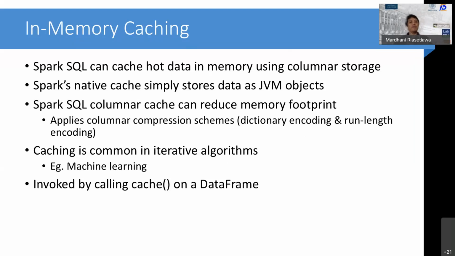They will need this because most of the data frame operations use cached hot data in memory, and use columnar storage. So that's why it is very memory consuming on the server, for example. And then cache simply stores data. In Spark SQL, the columnar cache can reduce the memory footprint.